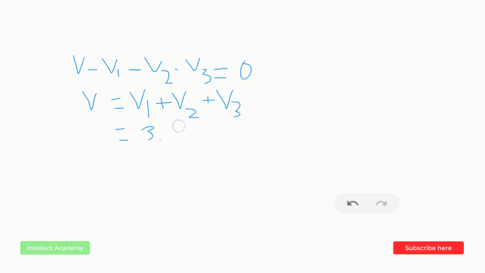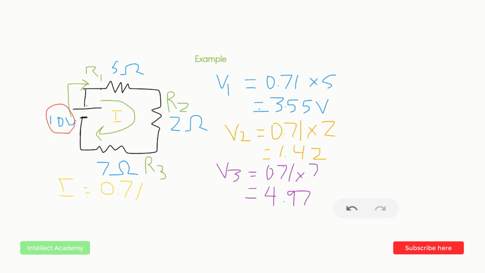And so if you put the values of these voltages over here, we got 3.55 plus 1.42 plus 4.97, and I add them up, it comes out to be 9.94 volts. It should have been equal to 10 volts, but it's not, because we approximated I as 0.71. If I had taken 3 decimal places, this would have been a more accurate result. So it's a minor approximation error.